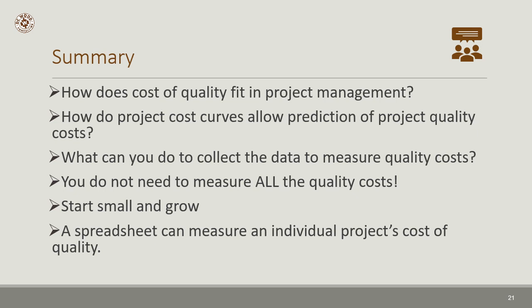In summary, we've talked about how cost of quality can fit in project management, and I think you can see that there are tools and techniques that can be used to measure cost of quality in a project world. We've also discussed how project cost curves can allow prediction. A project manager could take a standard curve for a project they're starting on, and they can look at, have I spent enough money on prevention so far? Where should my monitoring cost be? This can help a project manager guide a project as the project continues.